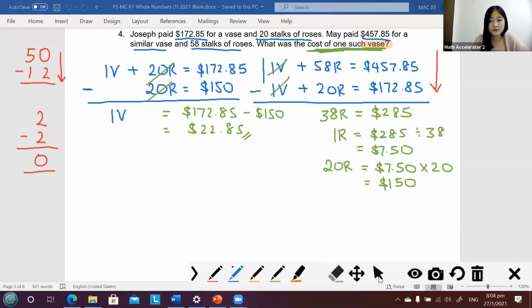Okay? Can you all go and practice more simultaneous equation questions? Follow the steps. Write the equations. Find out the common multiple, which one you want to cancel. Cancel already, then work your way towards your answer. Okay?